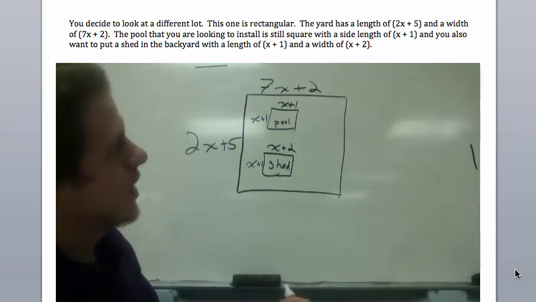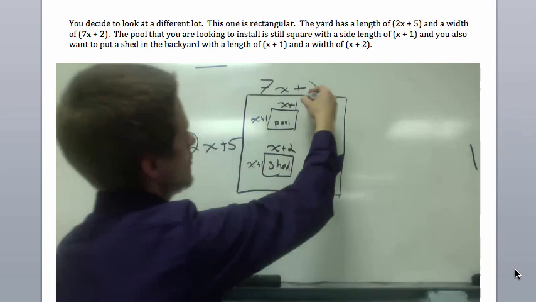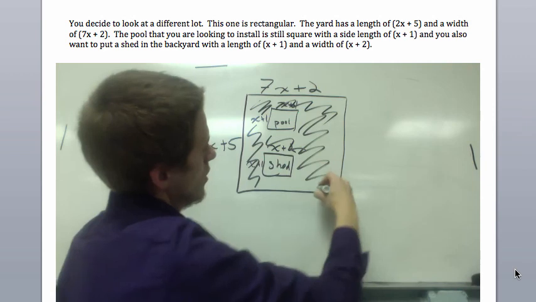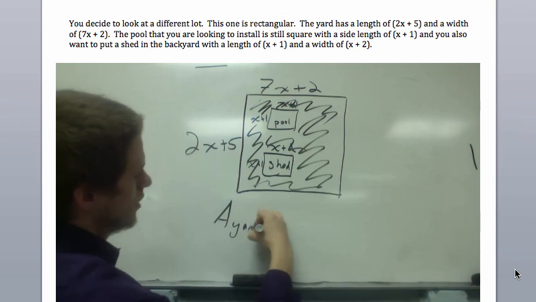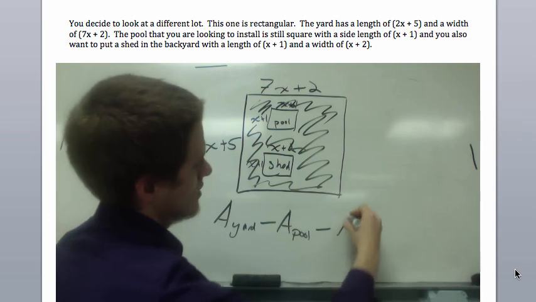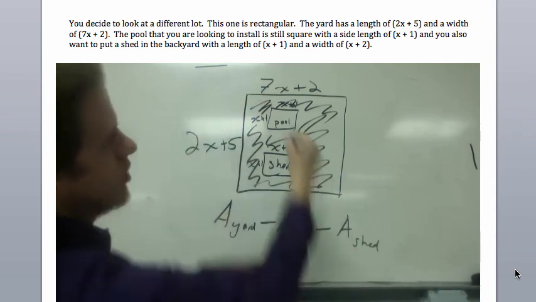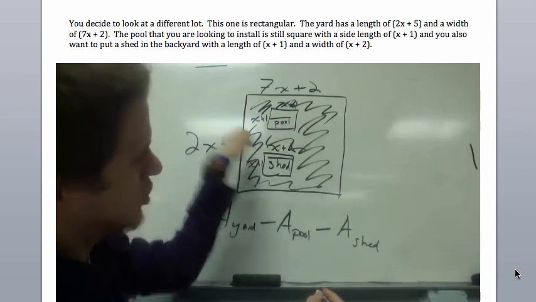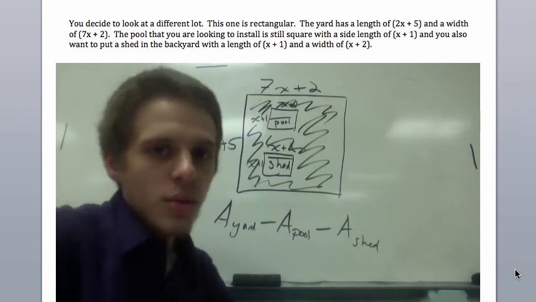When you're looking for the area of the yard with the grassy area, you're just looking for this shaded region on the outside here. So you can take the area of the yard minus the area of the pool minus the area of the shed. So that big old area, subtract out the area of the pool, subtract out the area of the shed, and you'll be left with that shaded region. So go ahead and see what you get with that.